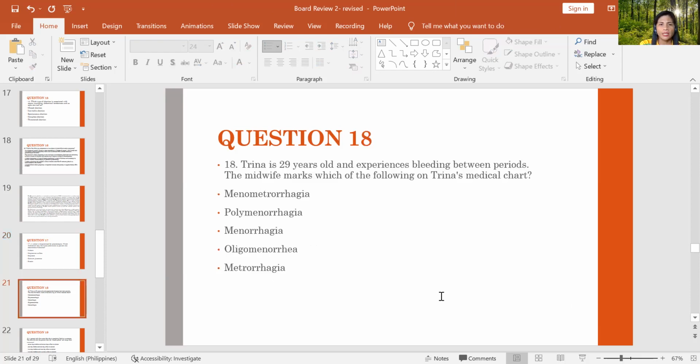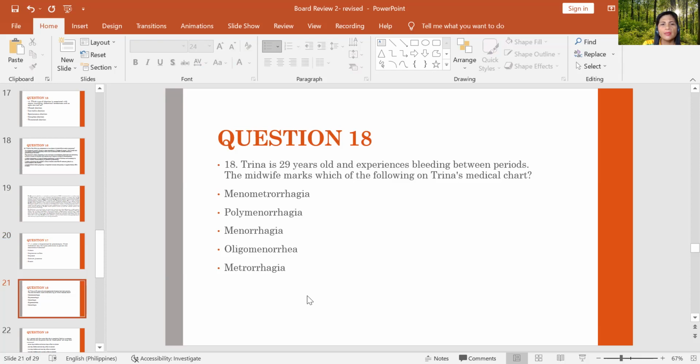Number 18, Trina. The midwife is 29 years old and experiences bleeding between periods. The midwife marks which of the following on Trina's medical chart? It is menometrorrhagia, polymenorrhagia, menorrhagia, oligomenorrhagia, or metrorrhagia. The right answer is metrorrhagia, the last option. So metrorrhagia is bleeding between periods.